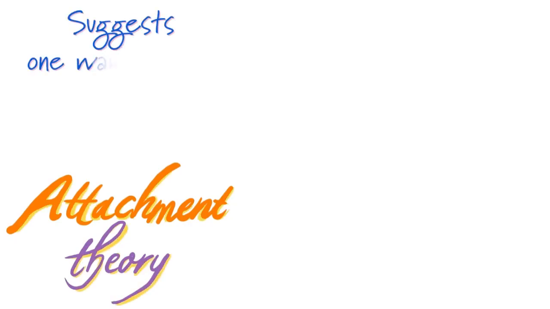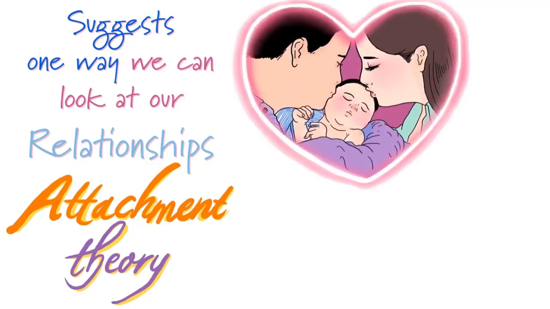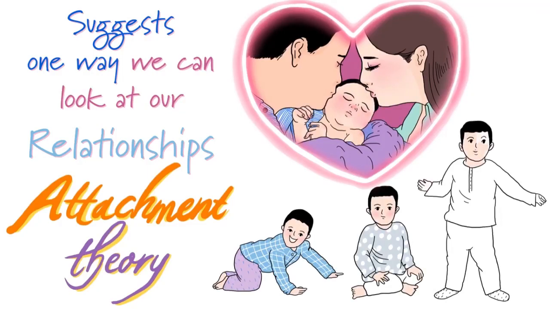The attachment theory, developed by John Bowlby, suggests one way we can look at our relationships. It says that from when we are a child, we expect love and attention from our caretakers, like our parents, guardians, and so on and so forth. The amount of love and attention that we receive when we're a child determines how we will be in our future relationships. Sounds kind of familiar, right?